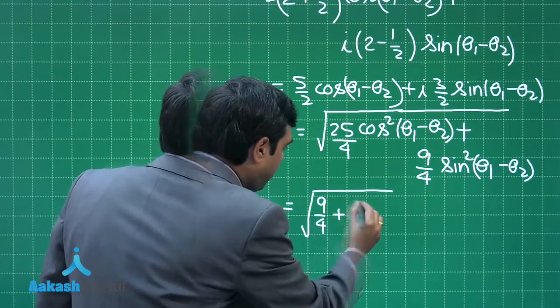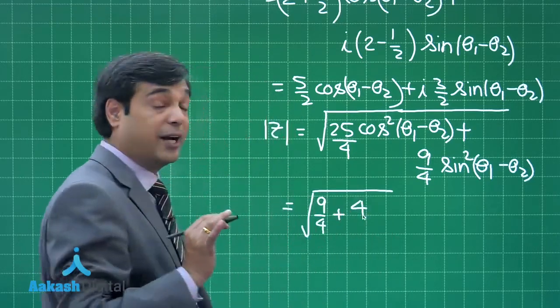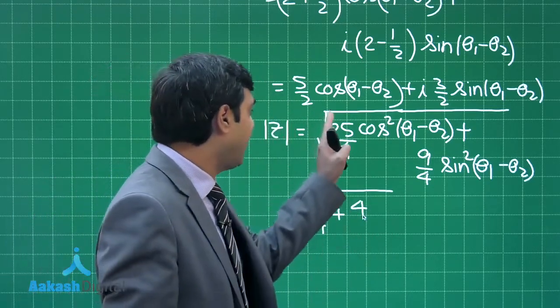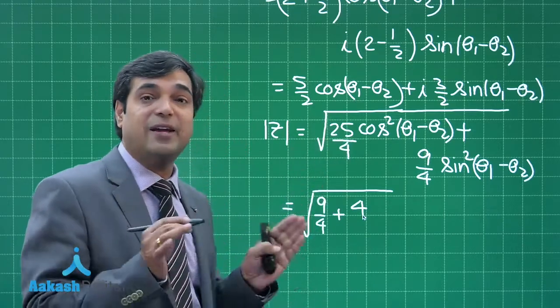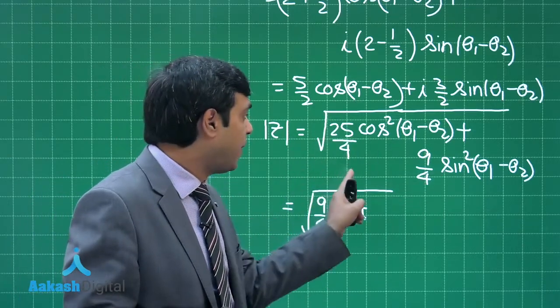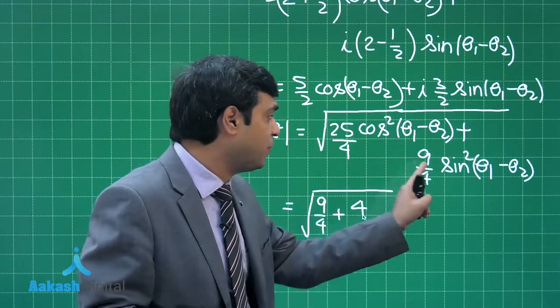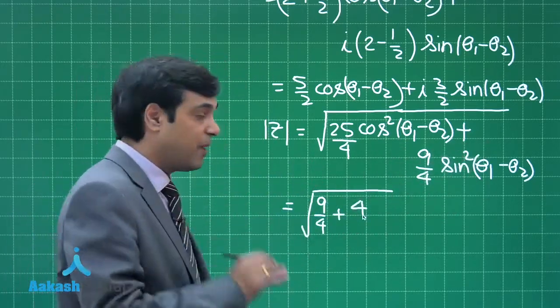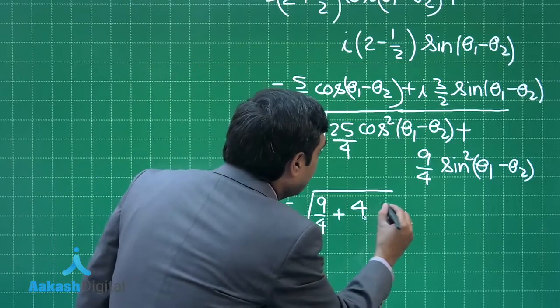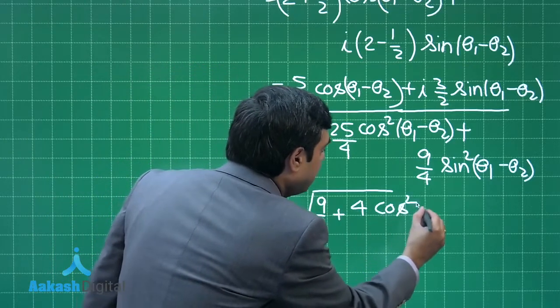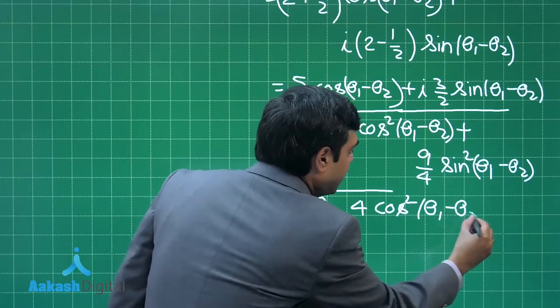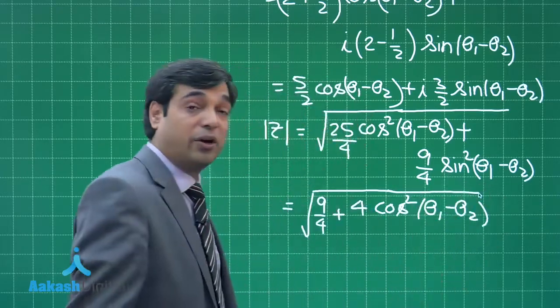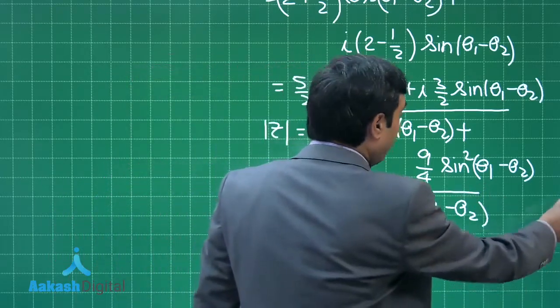Which can further be written as square root of 9/4 plus 16/4, that means simply 4, because what I have done, I have rewritten this 25 as 9 plus 16. So, that 9/4 cos² plus 9/4 sin² of the same angle becomes simply 9/4. We are left with 16/4, that is 4 cos²(θ1 - θ2). This is the modulus. Now, let us see at the options.